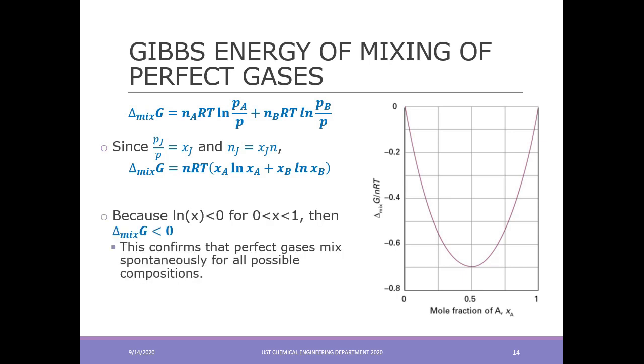Because the mole fraction can never be greater than 1, ln x is therefore negative, which makes the Gibbs energy of mixing negative as well. This shows that perfect gases mix spontaneously for all possible compositions because the Gibbs energy of mixing is only decreasing. If you refer to the graph on the right, you will see that for any amount of A, the Gibbs energy of mixing is negative. At x_A equals 0, which is pure substance B, and x_A equals 1, or pure substance A, the Gibbs energy of mixing is 0 because there is no mixing happening.